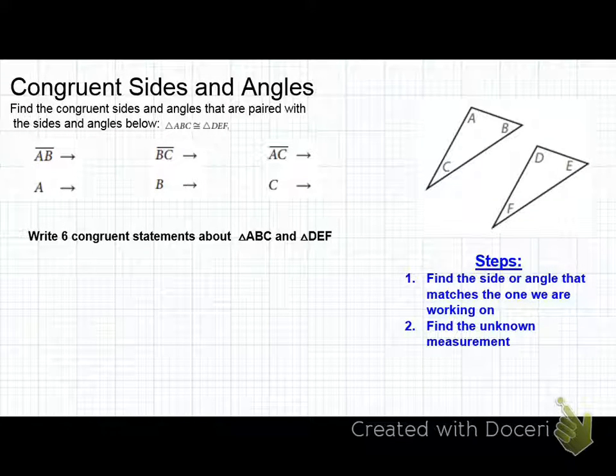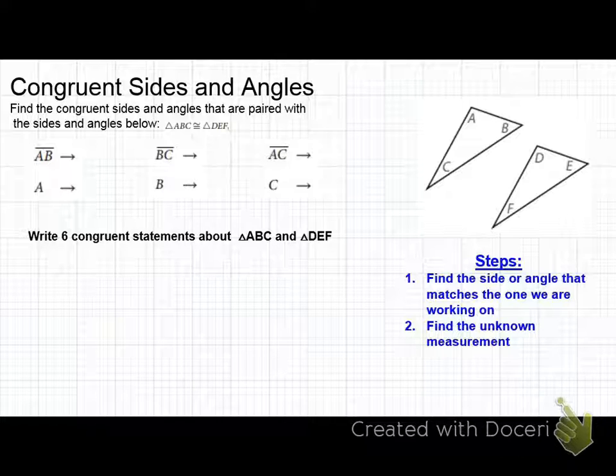So here we go. Okay, so congruent sides and angles. On these problems, we want to make sure you read them very carefully, okay? So today's going to be a lot of logic, and we're going to make assumptions, and I know you could do this. It's going to be super easy. Let me just show you this first one here, okay? Let me read it. It says, find the congruent sides and angles that are paired with the sides and angles below. And then it gives us an assumption, okay?